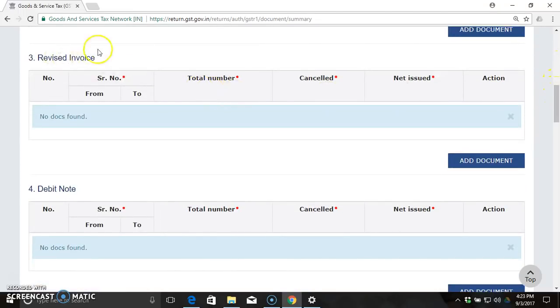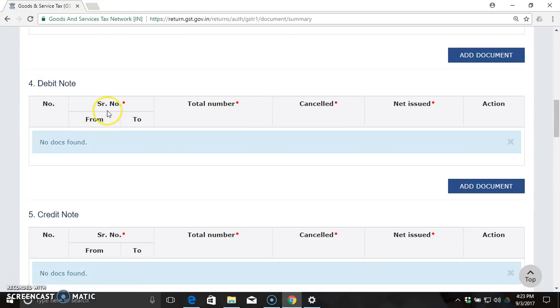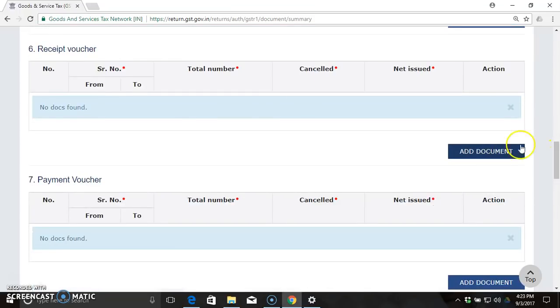Next, revised invoice. Whenever you revise an invoice without going through the debit or the credit note route, you revise the invoice and those details are tracked over here. So again, serial number, total number, cancelled and net issued. And the next is debit note. So debit notes raised during that period have to be tracked over here. Again, the same format. And the next is credit note. And the next is receipt voucher.